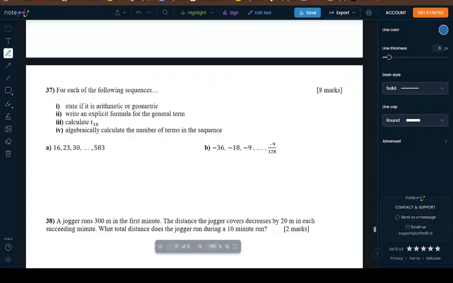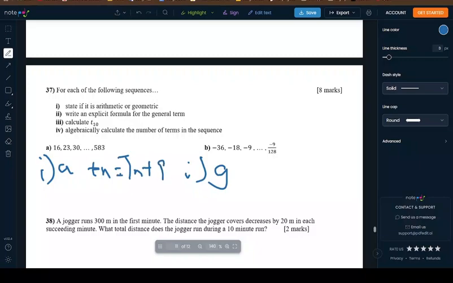Alright, so A, look at this. It's plus 7 every term, so it's arithmetic. And this one is times 1/2 every term, so this is geometric. Explicit formula: Tn is equal to, I have the answer, 7n plus 9.